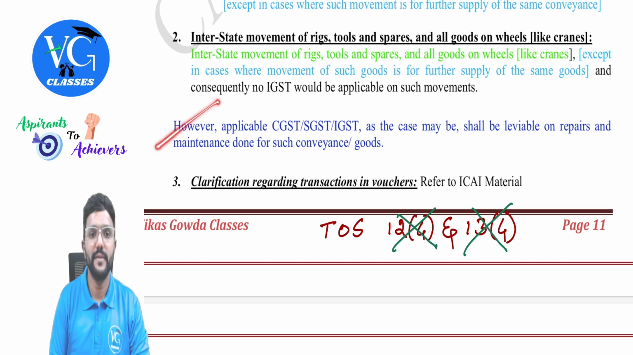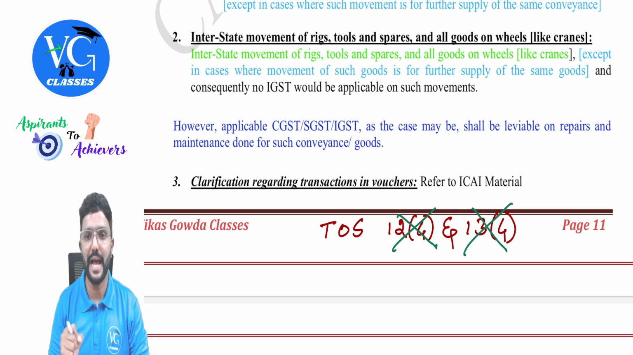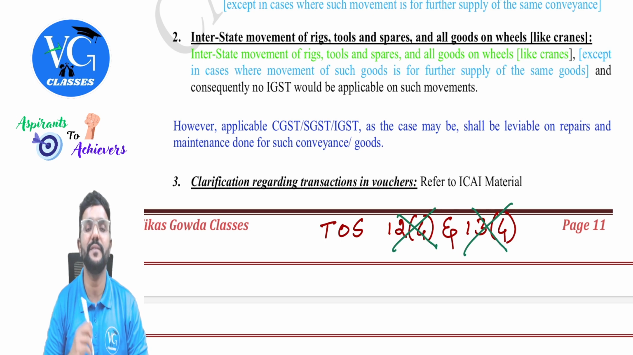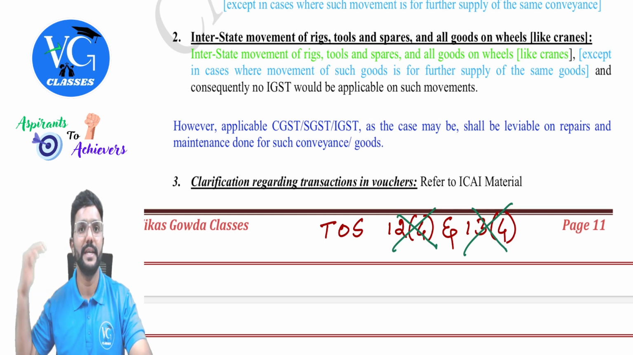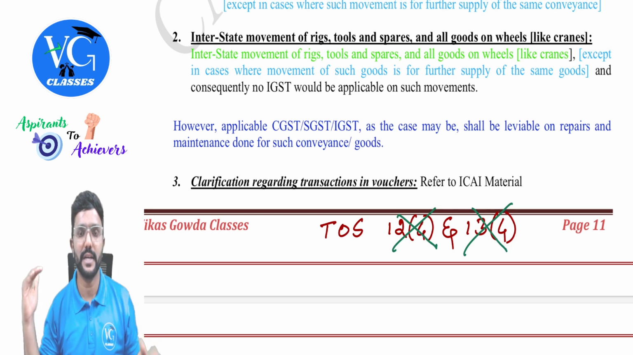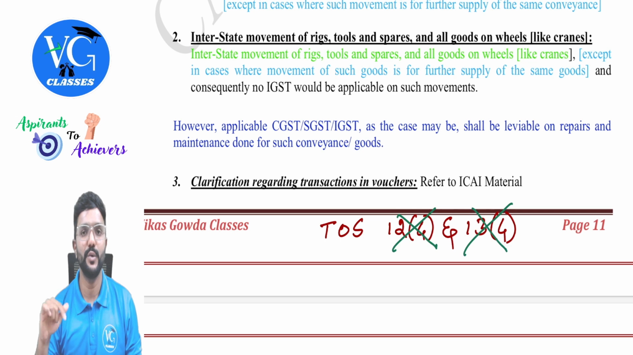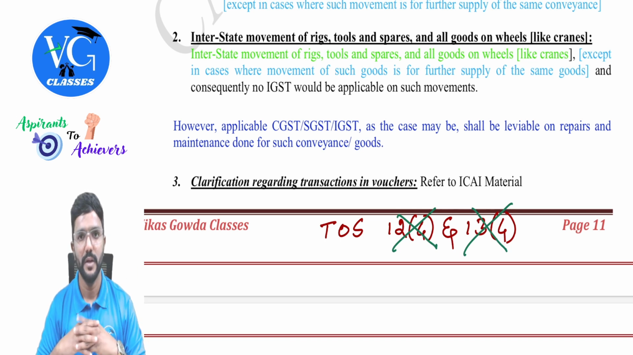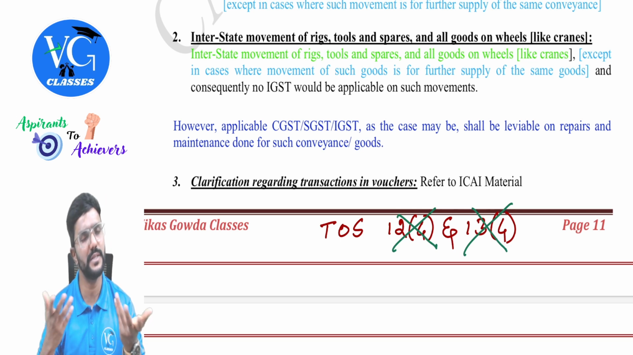However, for both the cases, applicable CGST, SGST or IGST, as the case may be, shall be leviable on repairs and maintenance done for such conveyance or goods. For example, in the Tata Motors example, there is a truck which is coming from Maharashtra to Karnataka to deliver 10 cars. They will deliver the cars and go back. But before they go back, there were some small repair services which they took in Karnataka. For that repair service, will whoever is doing it charge consideration? Yes. Is it a supply of service? Yes. Is it liable for GST? Yes.